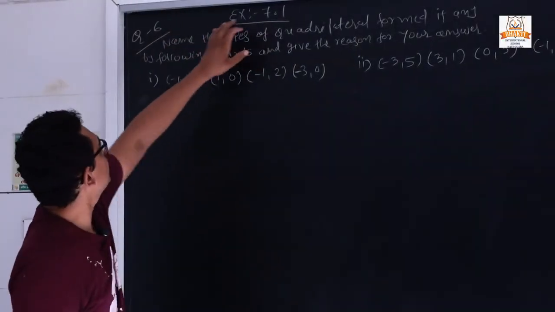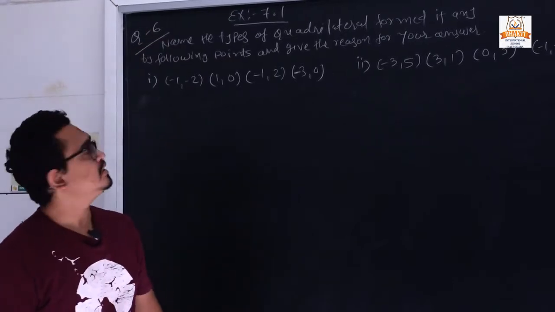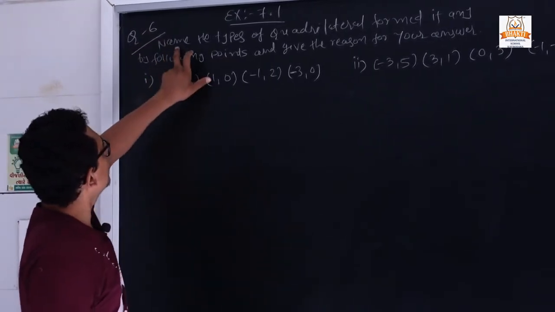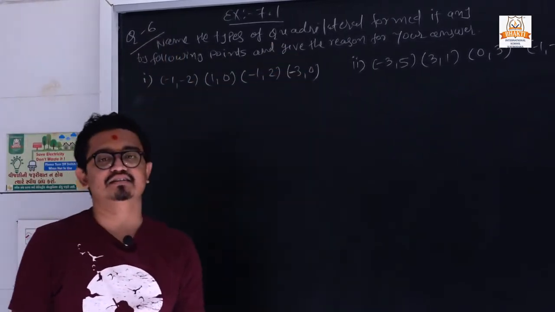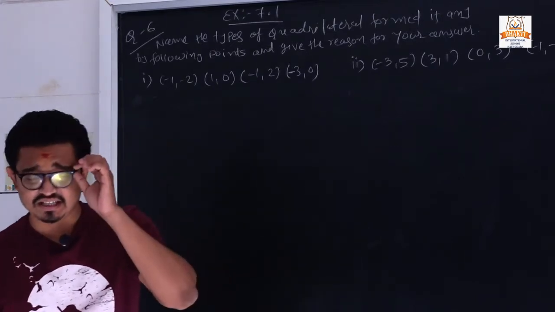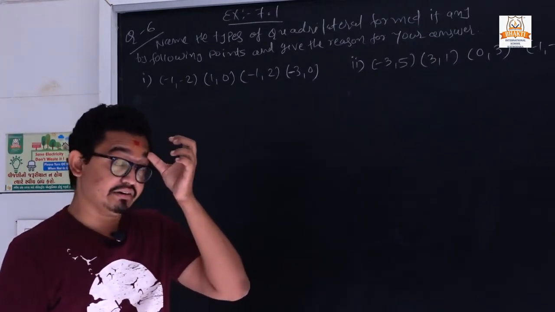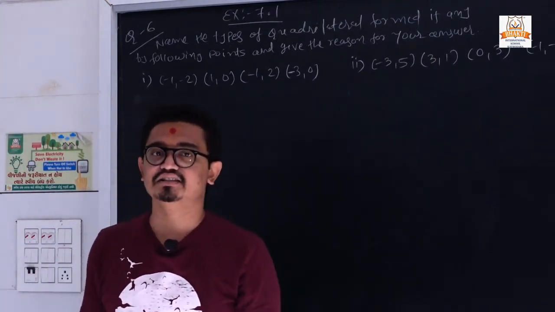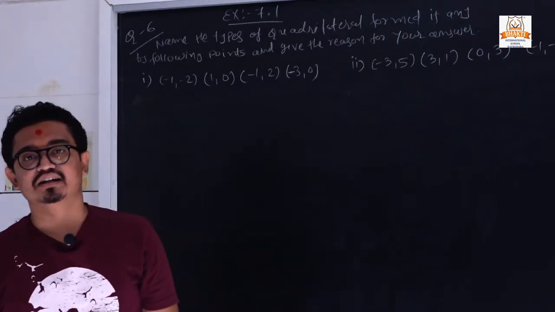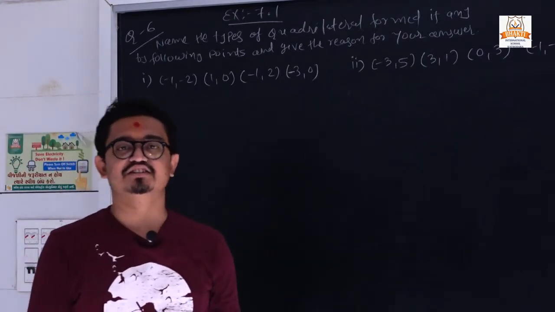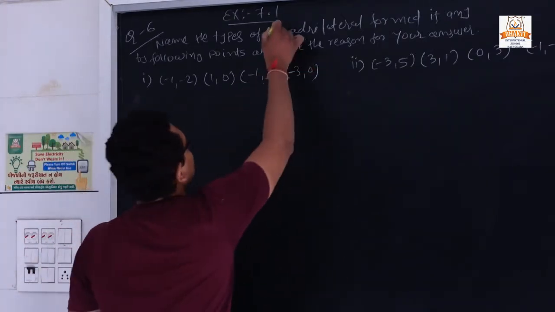Exercise 7.1 question number 6. Here they are asking, name the types of quadrilateral. In class 9 we have one chapter, quadrilateral. In this chapter we learn that a shape with 4 sides and 4 angles is known as a quadrilateral.